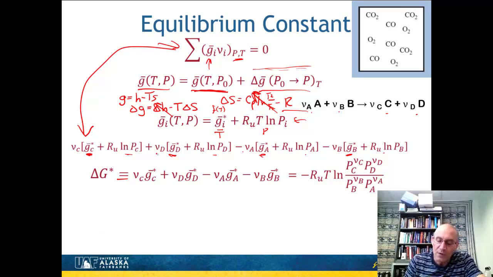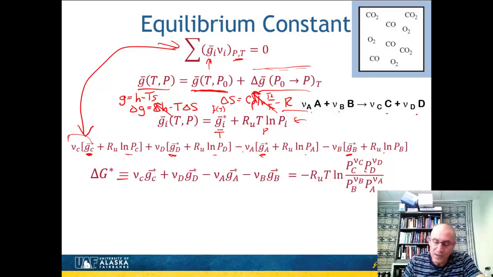If I move those terms to the left-hand side and call it delta G star, then what's left on the right is minus RT times the natural log of these partial pressures. Remember the laws with logs: if I have log of A minus log of B, it's the same as log of A over B. That's why I can turn it into this fraction that I have over here on the right-hand side.